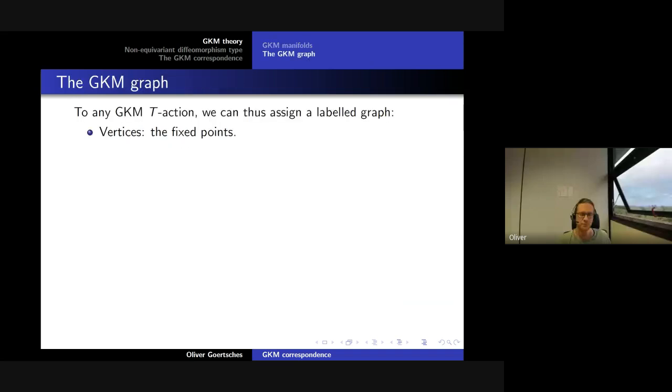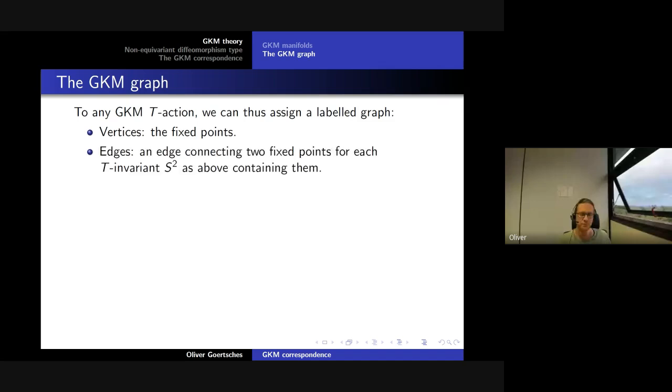Okay. So as I said, when I have a GKM action, then we still want to associate a combinatorial object here. And it almost just appeared. Namely, we already have a graph. By definition, the orbit space of the one skeleton is a graph. So again, this graph has vertices and edges. The vertices are the fixed points, and what do I do for every invariant two-sphere in the one skeleton? I draw an edge between the two vertices that contain this two-sphere. So with a torus acting effectively on this two-sphere, I always have exactly two fixed points, and I can draw a line between precisely these two fixed points.